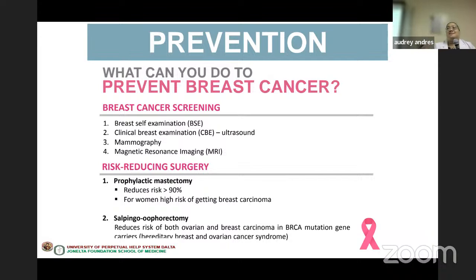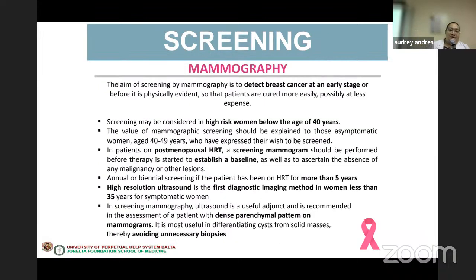It reduces the risk by as much as 90% for women with high risk of getting breast malignancy. Also, prophylactic salpingo-oophorectomy reduces risk of both ovarian and breast carcinoma if you are a BRCA carrier. So this is a hereditary carrier of ovarian and breast cancer. Of course, mammography is one screening tool so that we can detect breast cancer early.